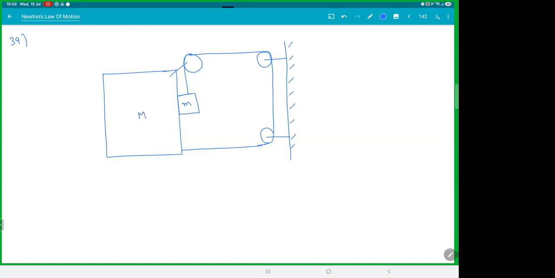This is capital M, this is small m, this is there, this is the string. I'll mark it in green. See, the string is going like this, and like this. So the whole green thing is a string. All surfaces are smooth. Find the acceleration of the blocks.